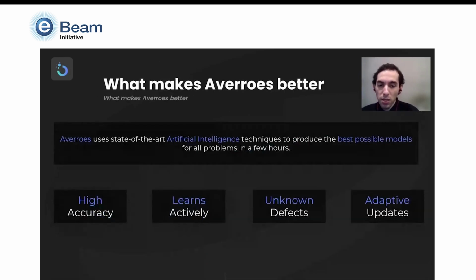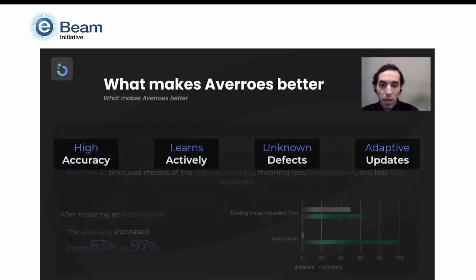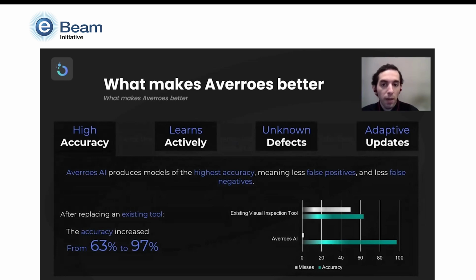But what does really make Averroes' models better? It has the following advantages. Averroes.ai produces models of the highest accuracy, meaning less false positives, less false negatives. After replacing an existing tool for one of our clients, the accuracy increased from 63% with their previous tool to 97% with Averroes software on top of their already existing tool.